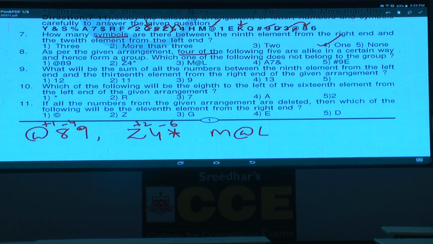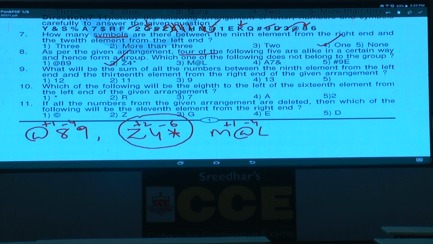Then whatever the third one here, M at the rate of L. Now between M and the symbol, how many elements are we moving forward? Plus 1. From the symbol to L, 1, 2, 3, 4, minus 4. Plus 1, minus 4, plus 1, minus 4, but in choice 2 it is plus 2, minus 6. Then what is your answer here? Choice 2, except choice 2. And in the remaining terms, the relation between these elements is plus 1, minus 4. Done with this? Choice 2. 8th one, it is choice 2.